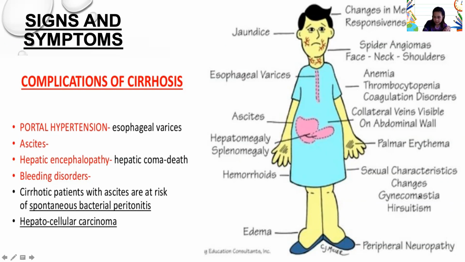Then, pwede ka rin magkaroon ng sexual changes. Like, lumalaki yung gynecomastia, lumalaki yung boobs mo, and hirsutism, masyadong dumadami yung buhok mo sa katawan. Peripheral neuropathy is namamanhid ang periphery mo o yung mga legs and kamay mo. So, ito yung mga signs and symptoms ng cirrhosis.